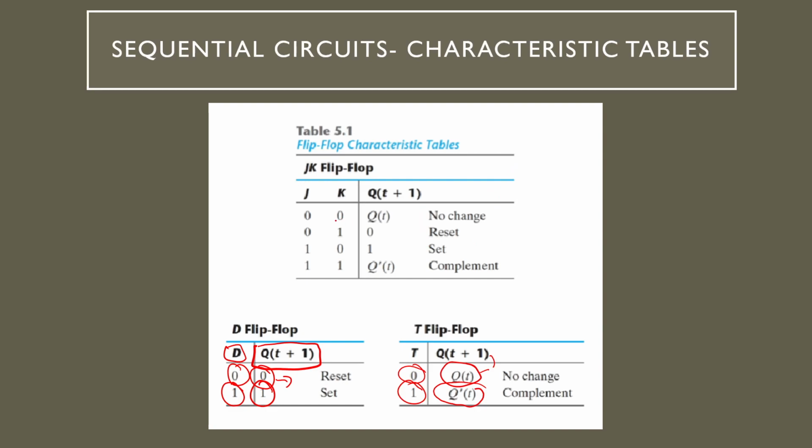So when you have J equal to 0, K equal to 0, this is the memory state, no change. And when you have J equal to 0, K equal to 1, you have the reset state. When you have J equal to 1, K equal to 0, you have the set state. And when you have J equal to 1, K equal to 1, it's not a failure anymore, it's a complement state. So if you use a bit of thinking, you might realize that if you connect J and K together, if you wire these together, you can create a T flip-flop because the 0 state will be no change and the 1 state will be complement. So yeah.